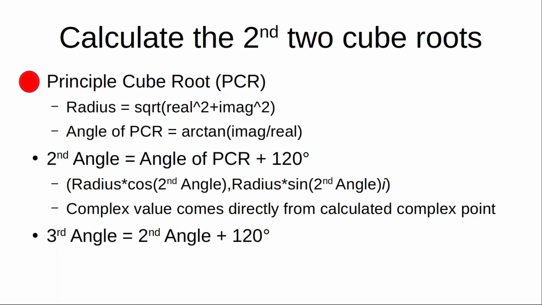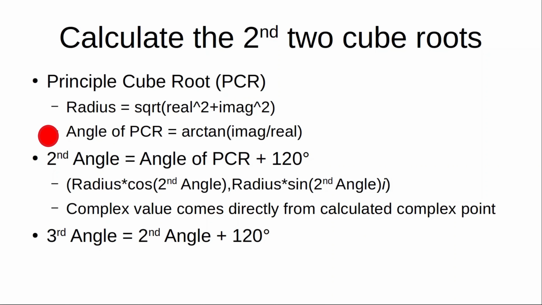So to summarize, in order to calculate the other two cube roots, we start by using the principal cube root to calculate the radius, which is done by squaring the real part, squaring the coefficient of the imaginary part, adding those together, and taking the square root. We determine the angle of the principal cube root by taking the arctangent of the coefficient of the imaginary part divided by the real part.